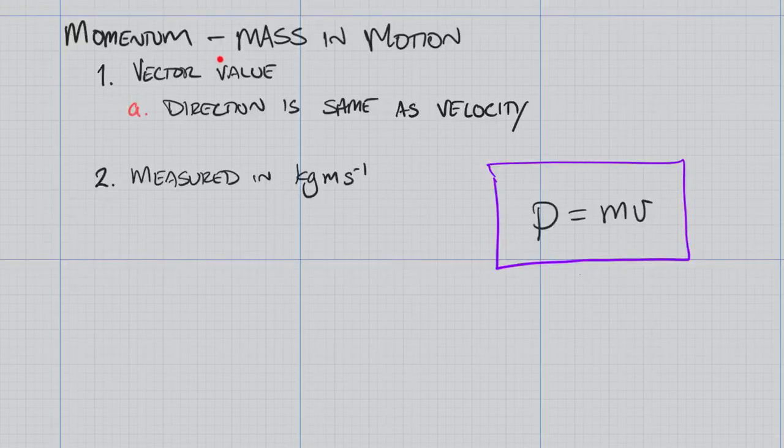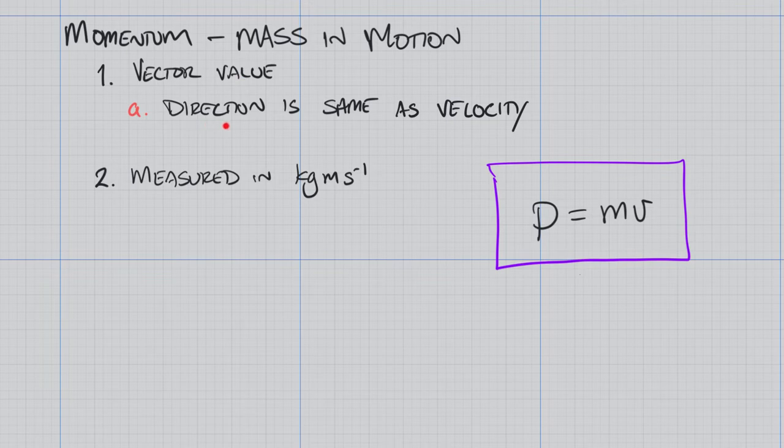Momentum is the concept where a mass is in motion. The equation for momentum shows that momentum, represented by lowercase p, is equal to the mass times the velocity at which it is traveling. Momentum differs from energy in that momentum is a vector value, meaning it has both a magnitude and a direction.